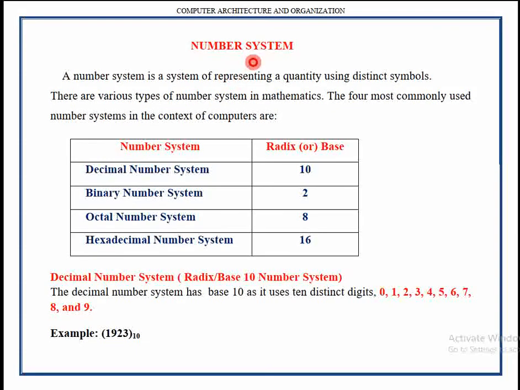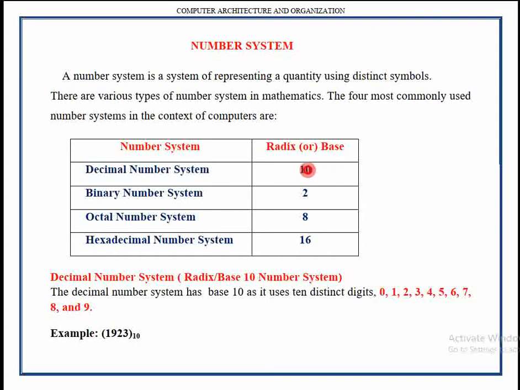In this video, we are going to learn about number system. A number system is a system of representing a quantity using distinct symbols. There are various types of number system used in mathematics. The four most commonly used number systems in the context of computers are decimal number system, binary number system, octal number system, and hexadecimal number system.